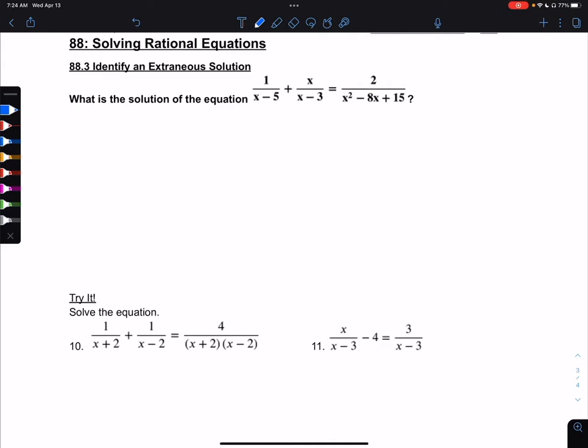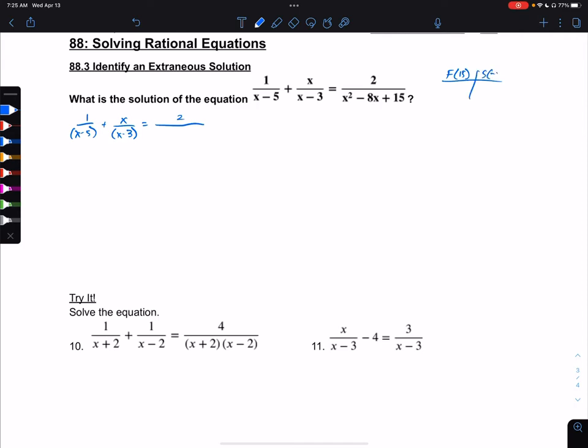So the first thing we want to do is factor. You won't always have to factor. Like if you look at try it number 10 on the bottom here, all your denominators are already factored. But for the problem that they give us here, we have a third rational expression that is not factored. So here I need to find factors of 15 that add up to -8.